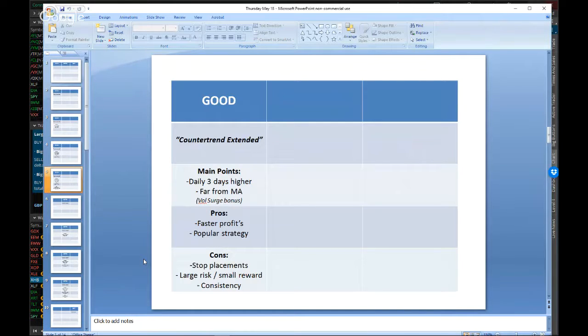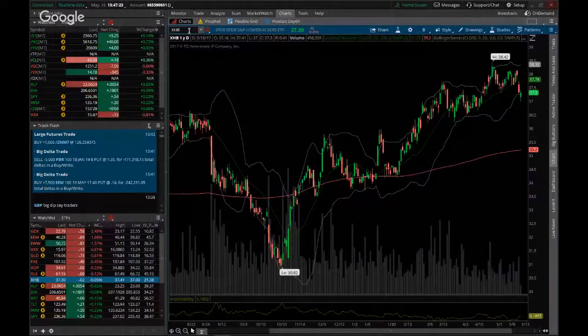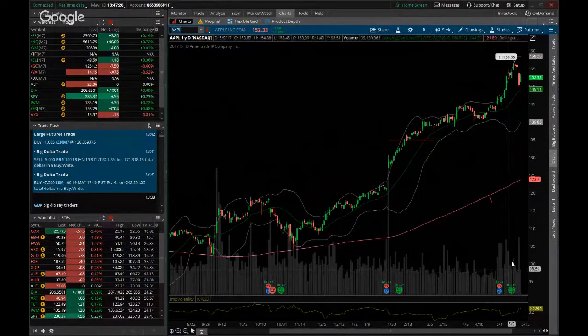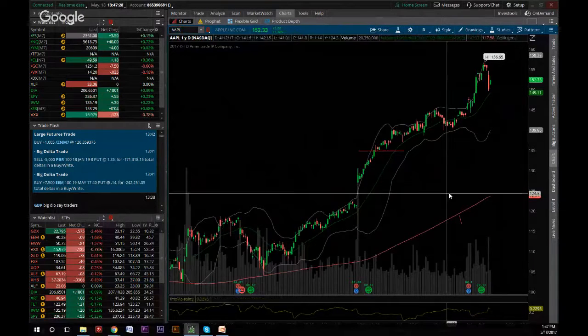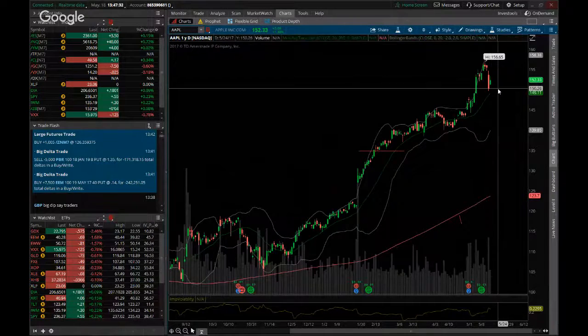The negatives are quite negative, though. This is why this is only the good strategy. The first one, stop placement. Let's go look on the charts again here, and I'm going to use Apple as an example. Okay, this is Apple real time. This is the current day here as it's trading.